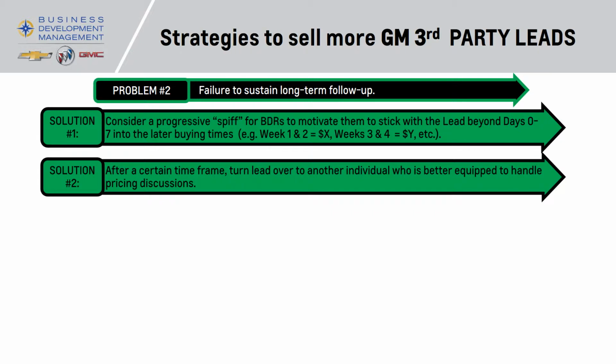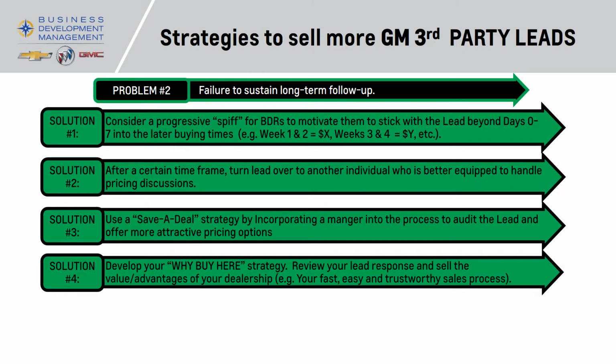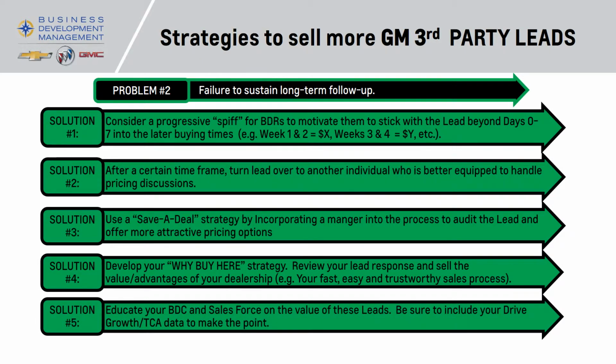After a certain time frame, turn lead over to another individual who's better equipped to handle pricing discussions. Use the save a deal strategy by incorporating a manager into the process to audit the lead and offer more attractive pricing options. Develop your why buy here strategy. Review your lead response and sell the value advantages of your dealership. Educate your BDC and sales force on the value of these leads. Be sure to include your drive growth TCA data to make the point.